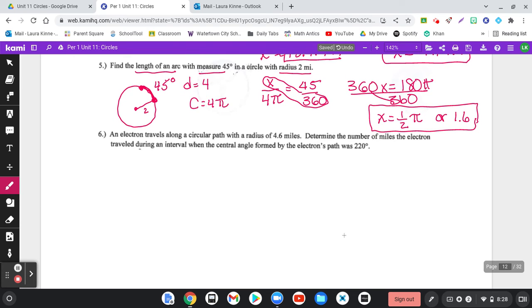All right, last question. An electron travels along a circular path with a radius of 4.6 miles. All right, so here's our circle. Okay, here's an electron, starts here, it's going in a circular path. Maybe it ends about there. Here's the rest of our circle. Here he is traveling along. All right. So determine the number of miles the electron traveled when the central angle is 220. So this is 4.6. The central angle is 220.